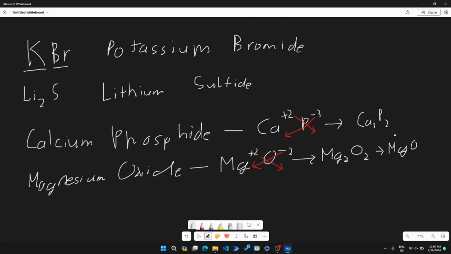And these will still cancel because Mg will have a charge of positive 2, and oxygen will have a charge of negative 2, and they'll cancel out. Now, that's it for binary ionic compounds.